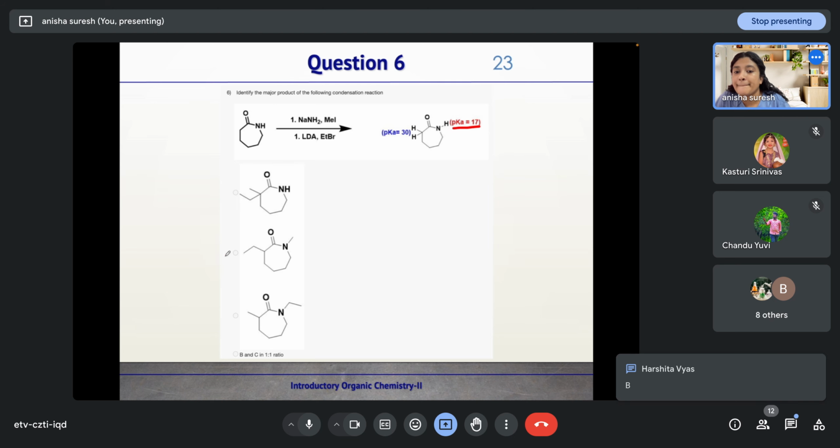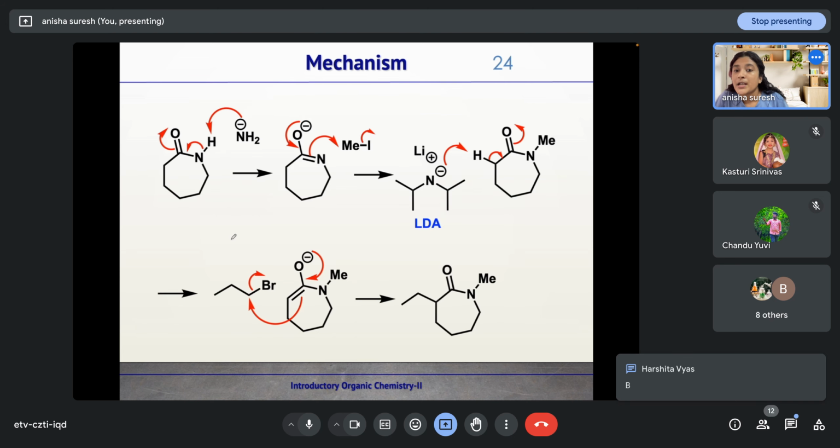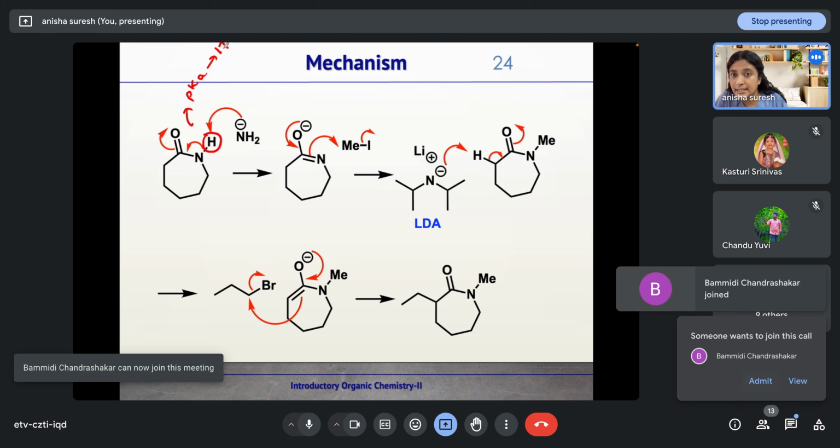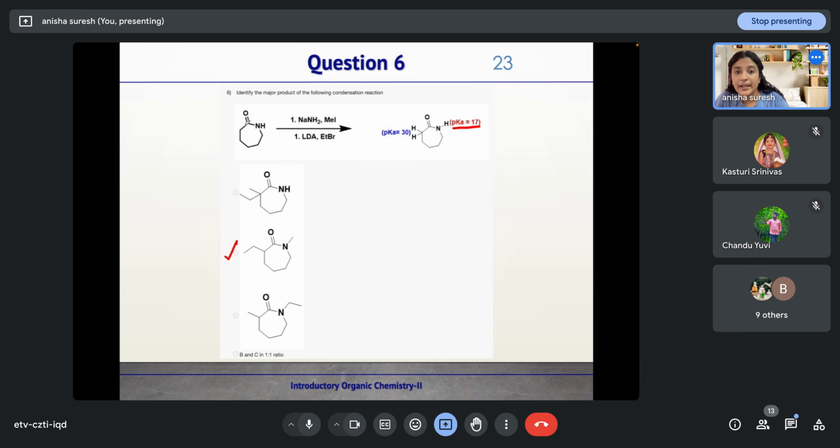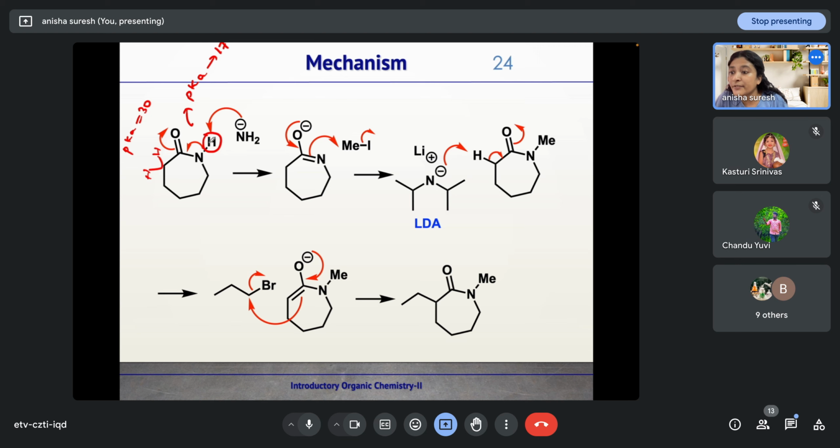So let us see the mechanism. As we have seen, this is having a pK of 17, and here this proton is having a pK of 30. So when we are treating with this NaNH2, that base will be abstracting first this proton. This is acidic proton, so that base will be abstracting this proton, leading to formation of this compound. Now when the oxygen is falling back, this will go and attack on the methyl iodide. Iodine will be leaving and it will lead to formation of this product.